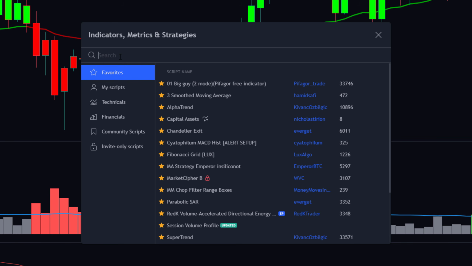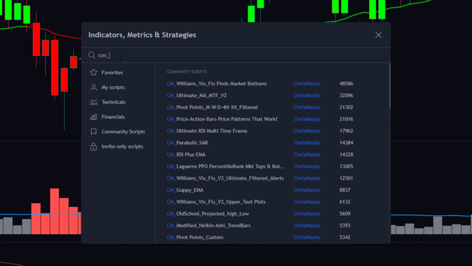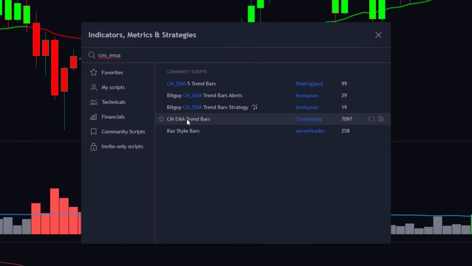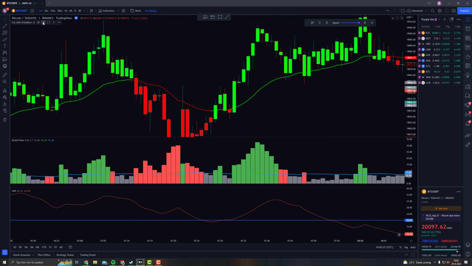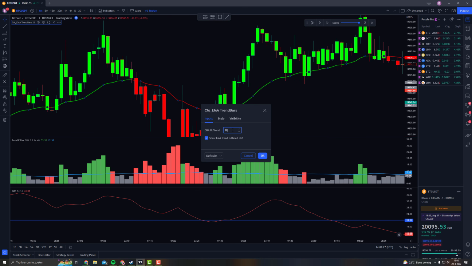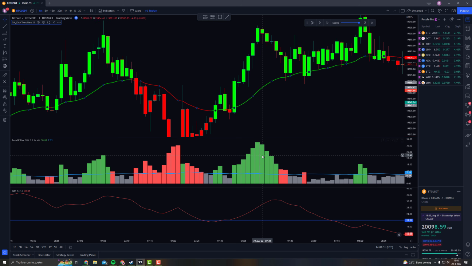And we are going to use the CM_EMA. That's purely a moving average which colorizes if you are in an uptrend or if you are in a downtrend. It's of Chris Moody. So if you go to the settings of the EMA, we change the uptrend to 28 based on the strategy.